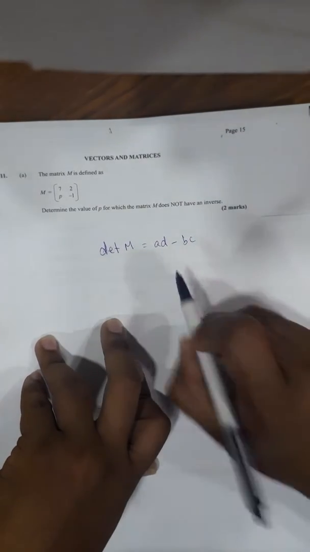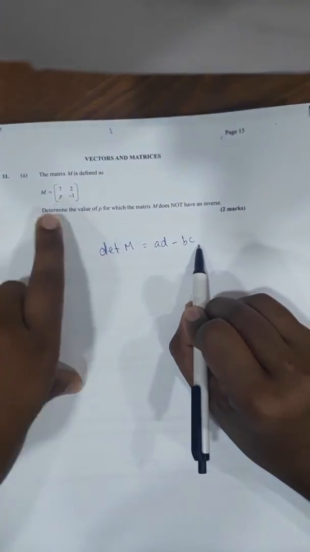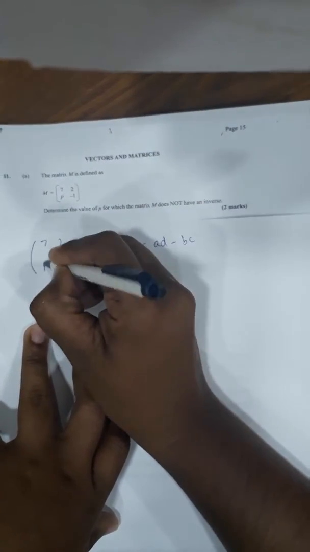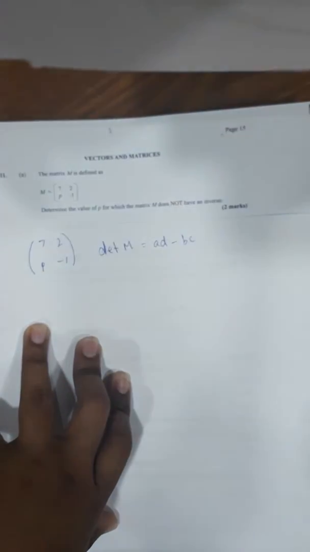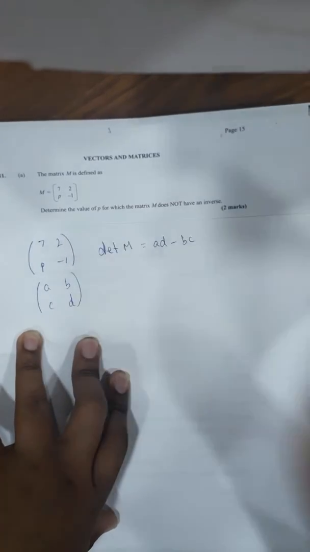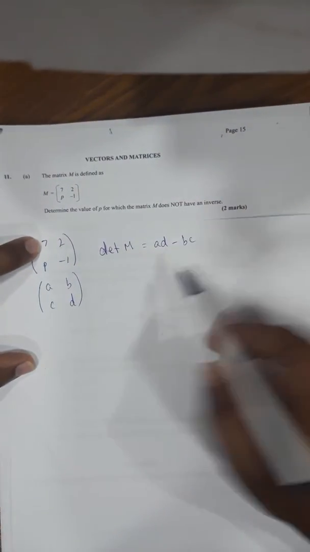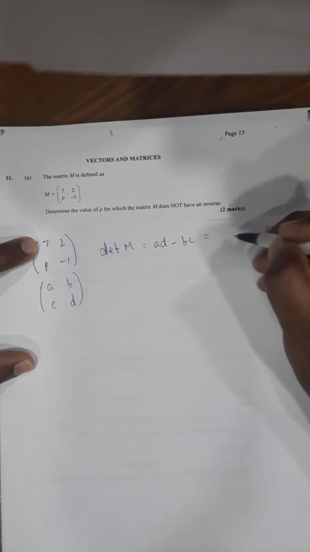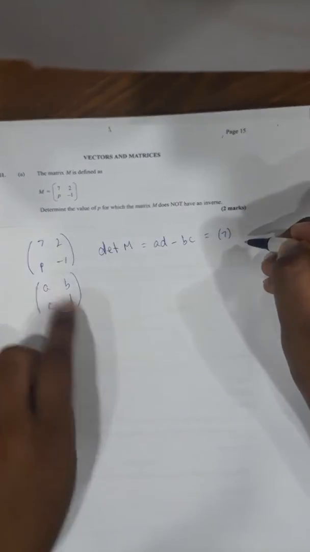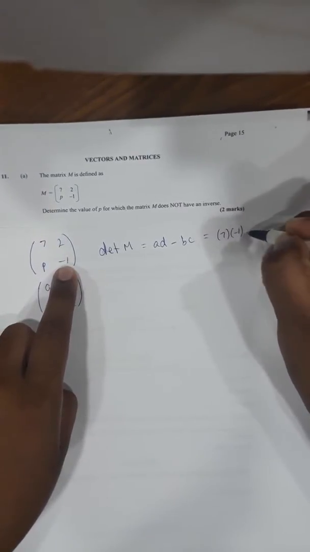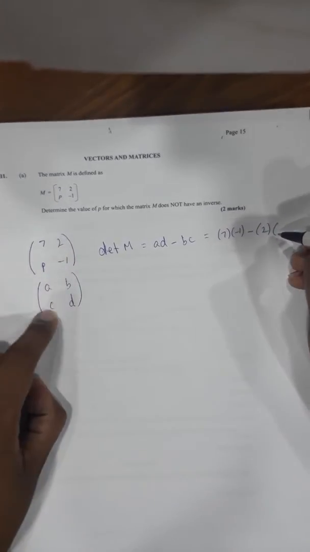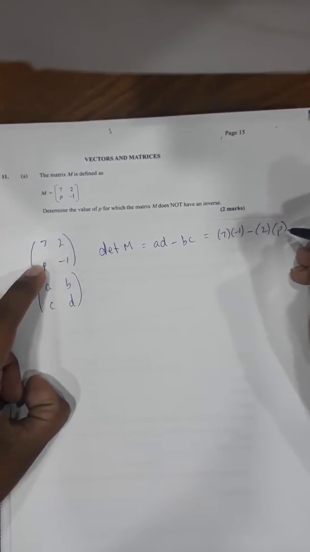Now, let's go ahead and find the determinant for this matrix M here. The matrix is 7, 2, p, minus 1. And if you remember, every matrix is in the format A, B, C, D. So in this case, A is 7. So we're going to be doing a bit of substitution here. A is 7. D is -1. B is 2. And C is P, the number we want to find out.